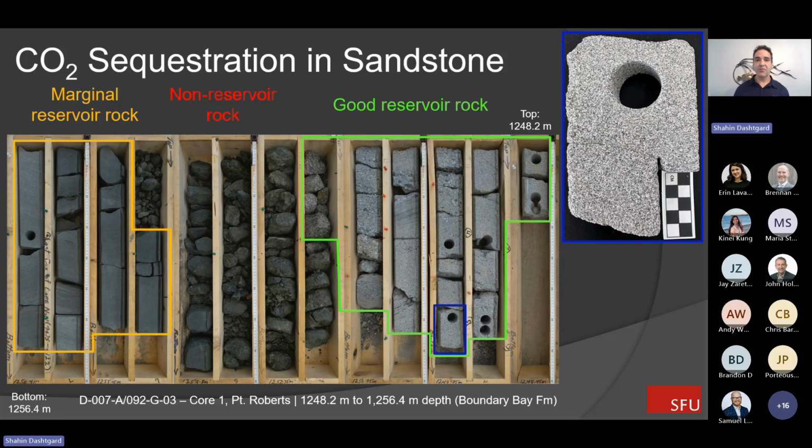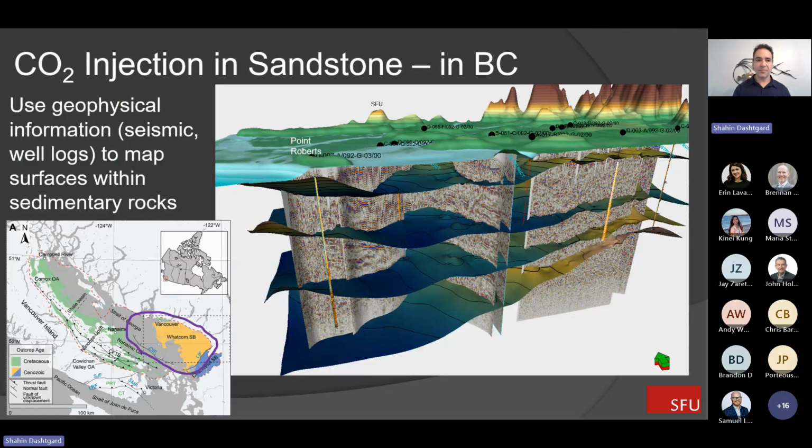So we can actually map those out, predict the architectures of those rock types, and then determine what volume we can actually inject underground. And so in the Vancouver region, we have rock that's porous and permeable to about 2,000 meters depth. If you were to go to different parts of Alberta, you could go down to about 4 or 5 kilometers in those regions.